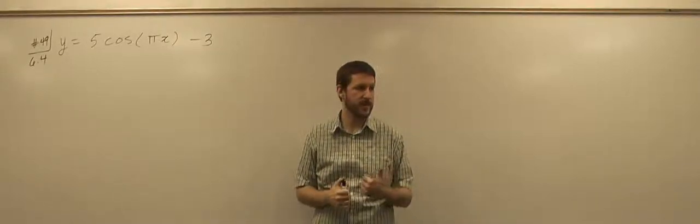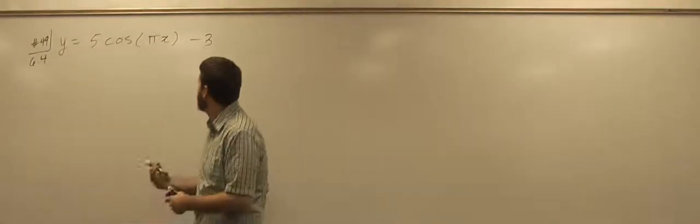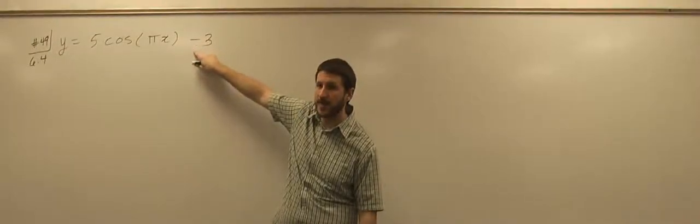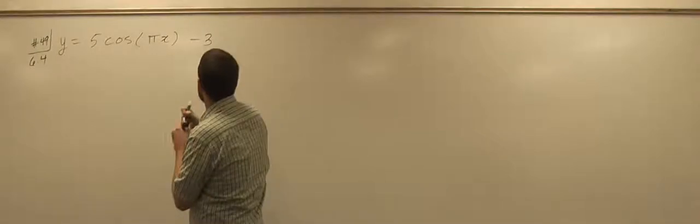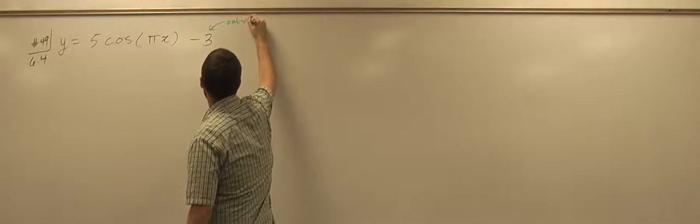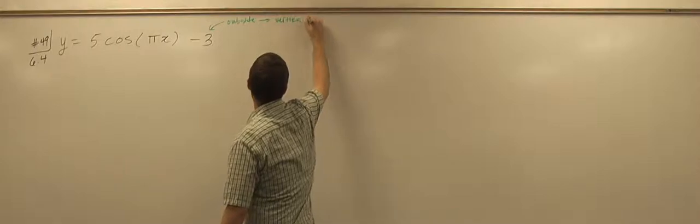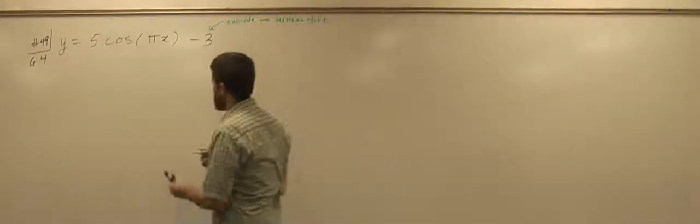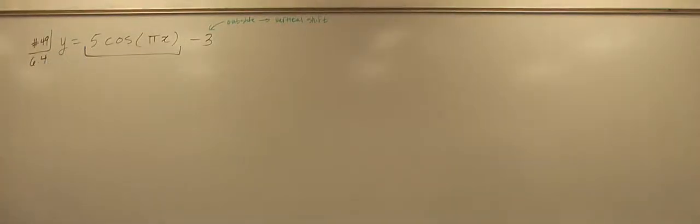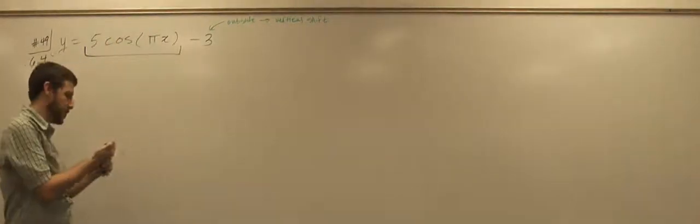Amplitude, period, phase shift. Right, that's kind of your 3 statistics that you want to start out with. As far as this minus 3 goes, what is that going to do? This is down 3, right? Since this is outside of the parentheses, it's a vertical shift. You'll apply this at the end. Outside, vertical shift. Which means at the beginning, I'm just going to focus on this function here. So I need to graph 5 cos pi x and then take that result and move it down 3.